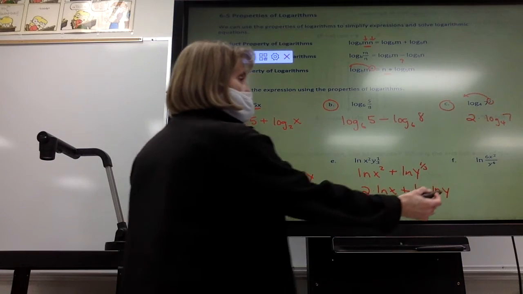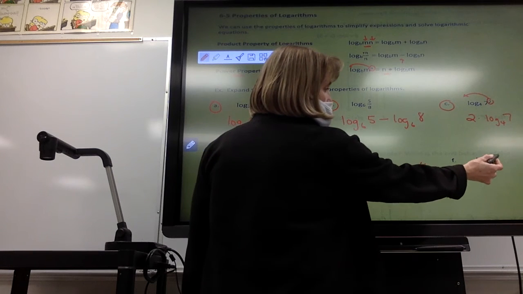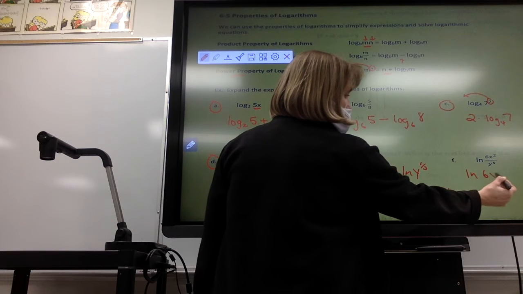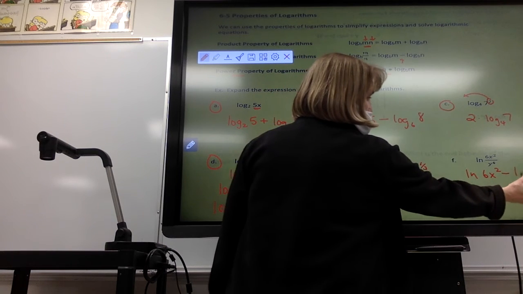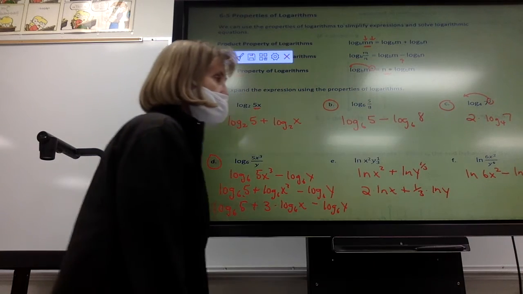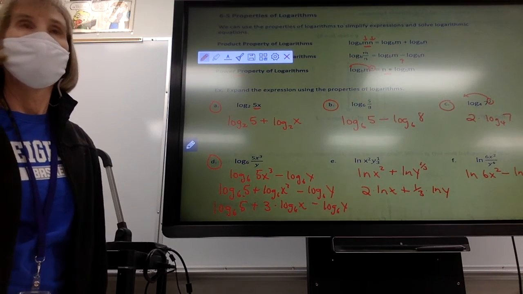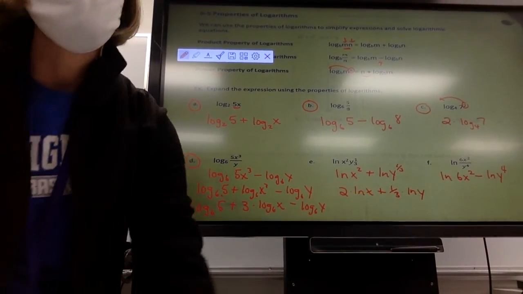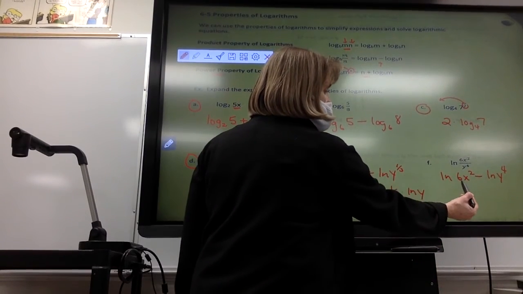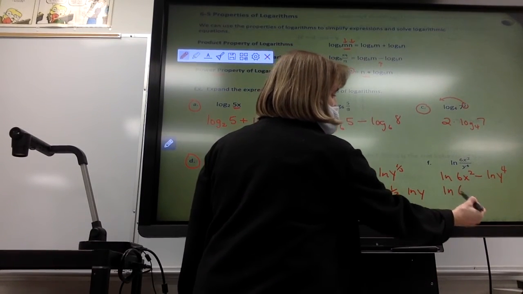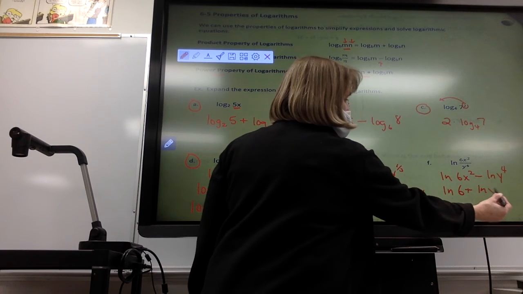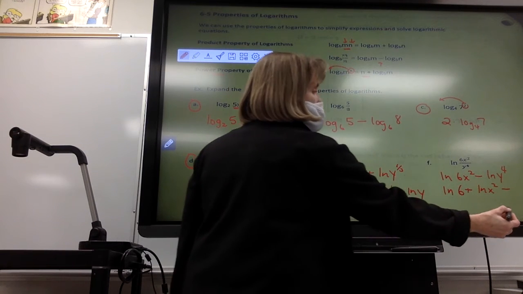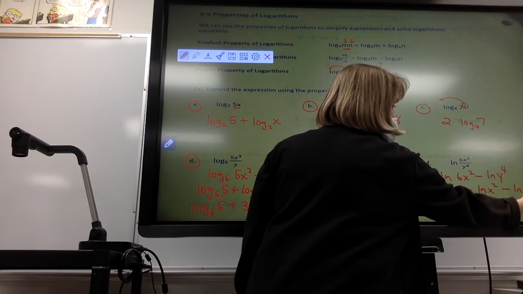Okay, the last one's also a natural log, so we're just going to keep using ln. This is a quotient, so I'm going to take it out of the fraction first. So ln of 6x squared minus the natural log of y to the 4th. This is a product of 6 times x squared, so I'd have to say the natural log of 6 plus the natural log of x squared minus, for now, I'll just leave it the natural log of y to the 4th.